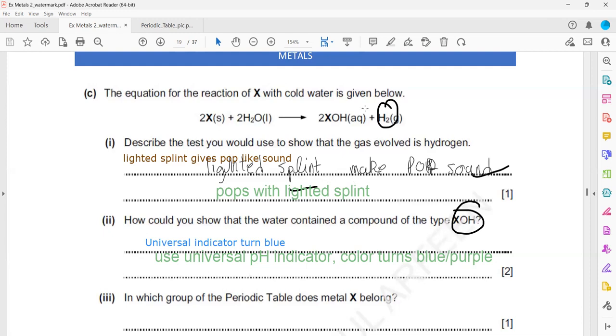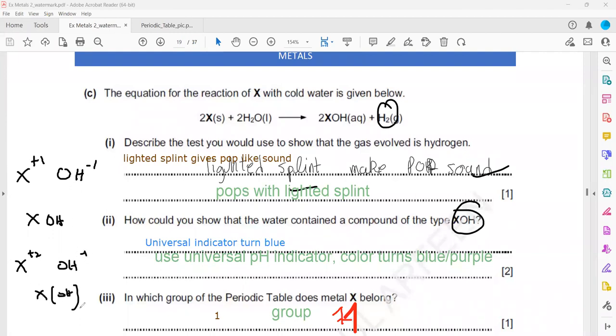In which group of the periodic table does this belong? So it belongs to group 1. How do we identify that? Because the hydroxide has a valency of -1, so this metal should have a valency of +1, so it will be XOH. If it was a group 2 hydroxide, then it will be X(OH) bracket 2. If it was a group 3 hydroxide, then it will be X(OH) bracket 3.